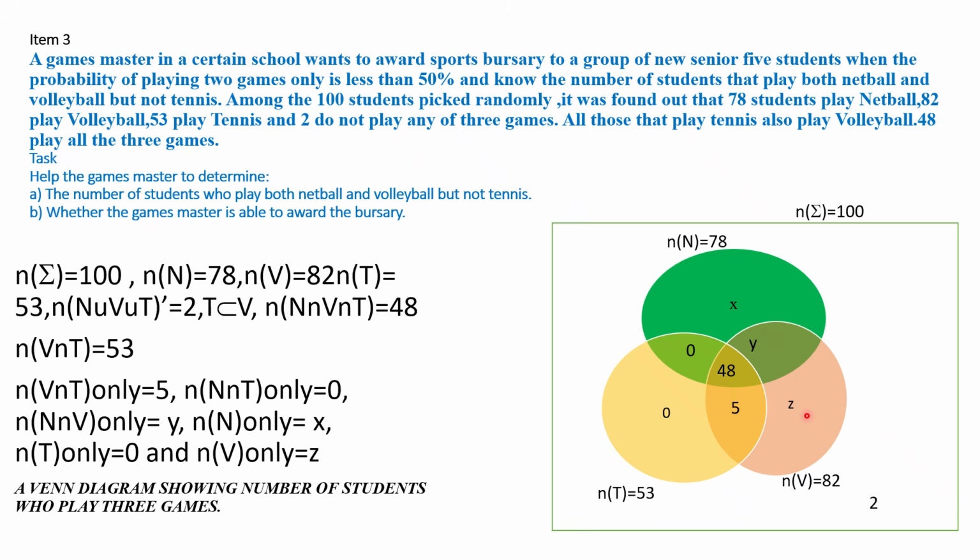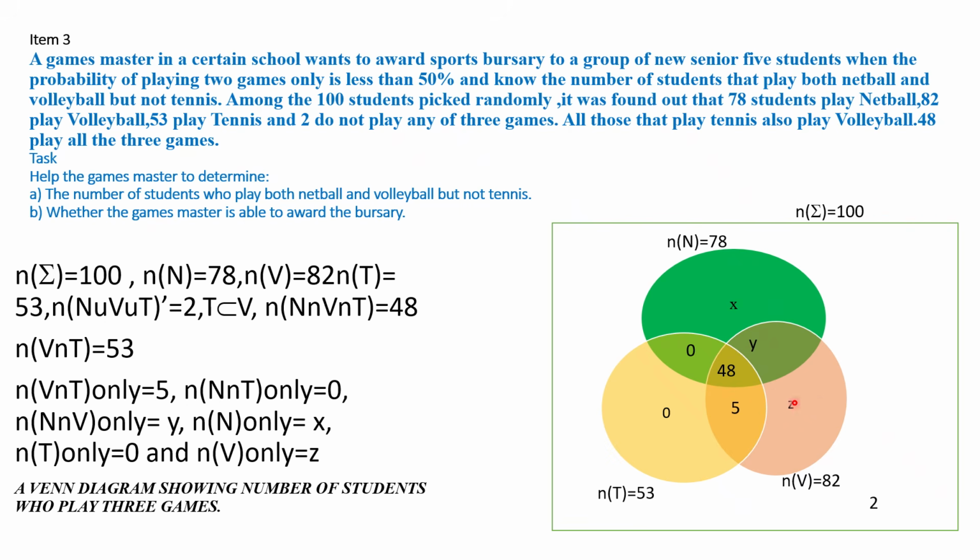Now friends, if you look at this, it seems as if I have 3 unknowns. I have these 2 for those who didn't play any of the 3 games. But when I add everything, I must get 100. Yes, I see 3 unknowns, but I can consider the whole of this as 78 because this is set N. So when I add 78 plus 0 plus 5 plus Z plus 2, I must get 100.